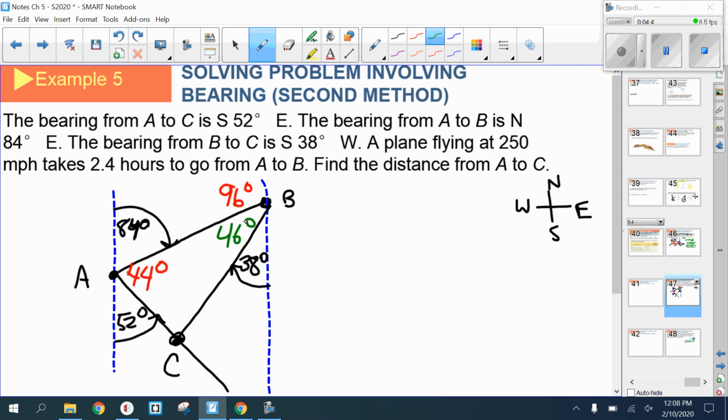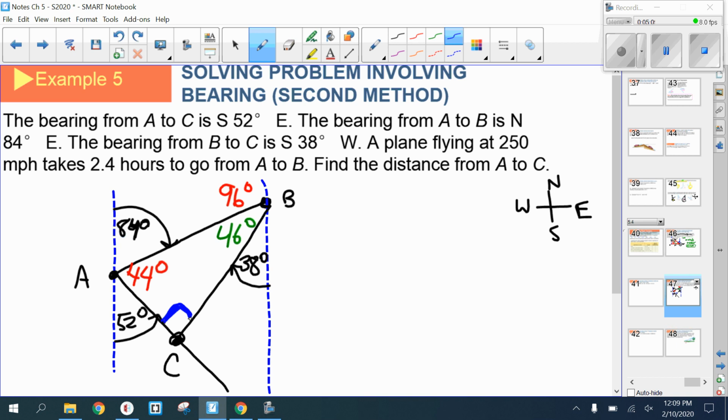Now we use more geometry and add up the three angles in a triangle. Those three add up to 180, so it's going to be a 90-degree angle. That's really important, we wouldn't be able to do Sohcahtoa without that 90-degree angle. 180 minus 44 minus 46 gives me 90. I've got my right triangle.